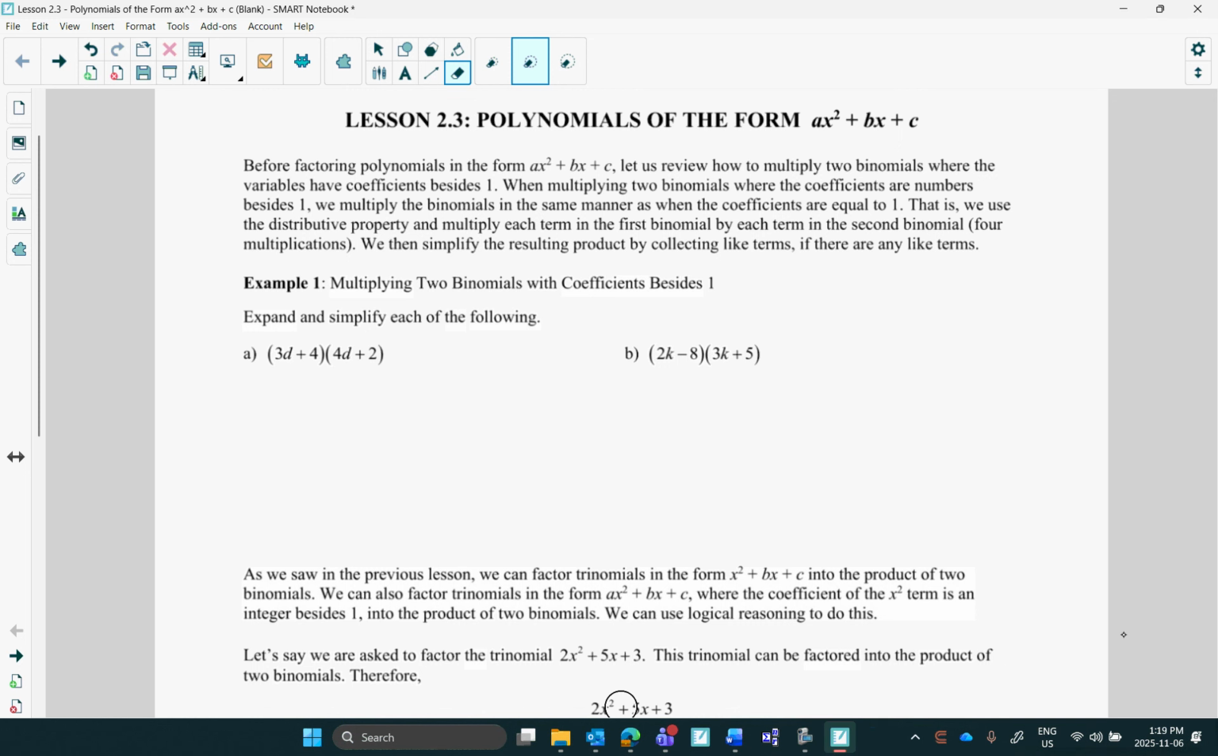We have talked about two types of factoring so far. There's 4 types you're going to learn. We have done what I call GCF factoring. We have done x squared trinomial factoring.